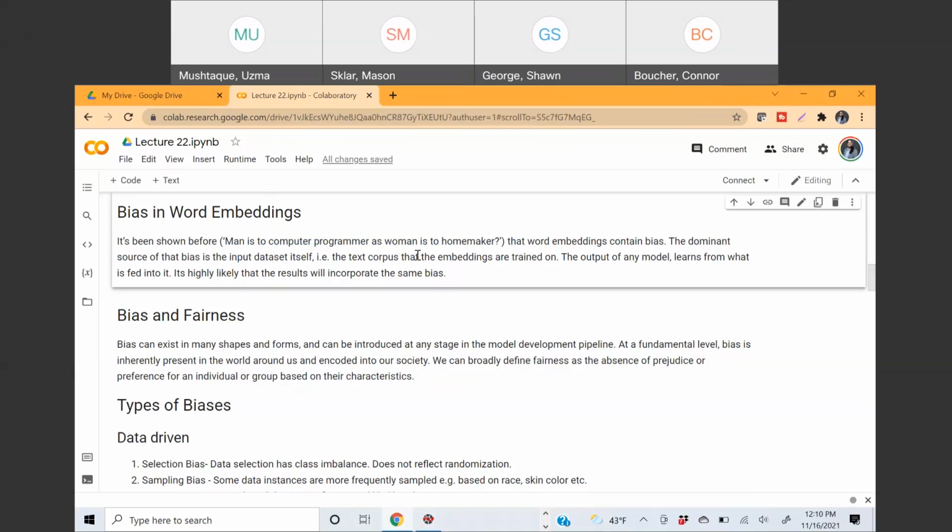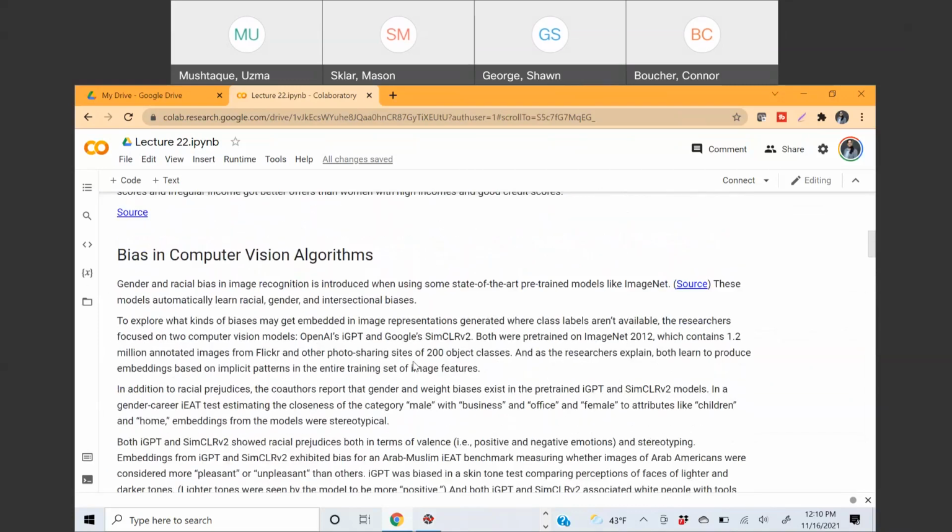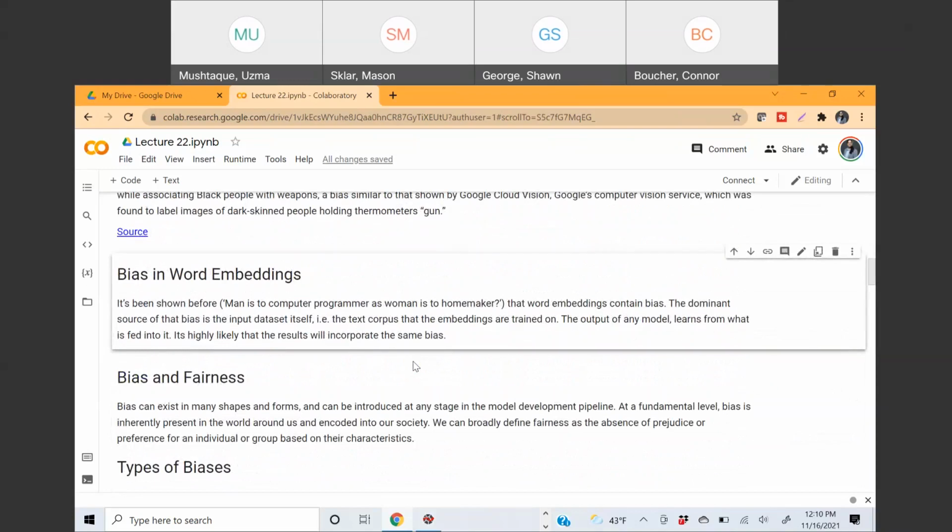Right? And obviously, as you can tell, in all these three examples, the Apple credit card issue, the bias in computer vision algorithms, and the bias in word embeddings, the primary source is the data itself. And I would rather say the primary source is the society itself, because my data is coming from, for example, the language that we use. The language data is coming from there, right? And so in some ways we need to take care of that, and we need to account for that when we are building our models.